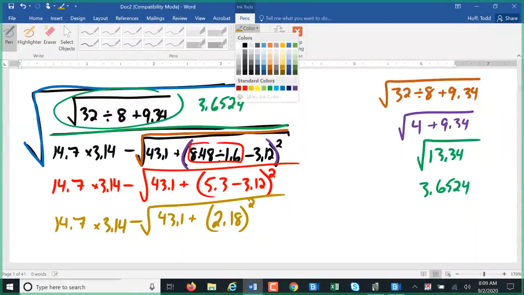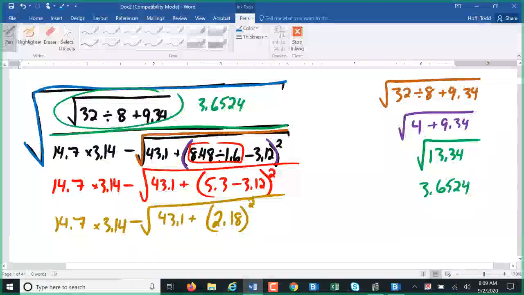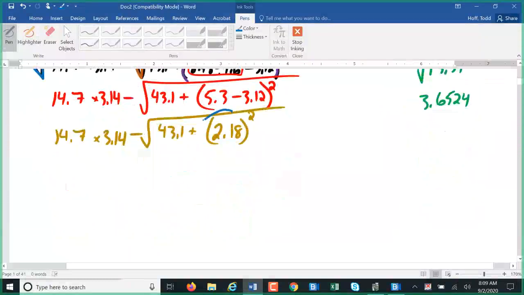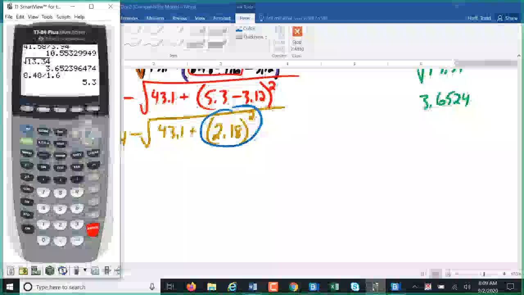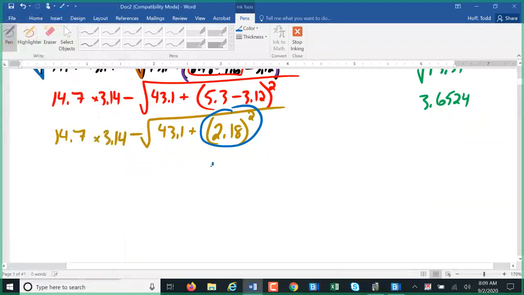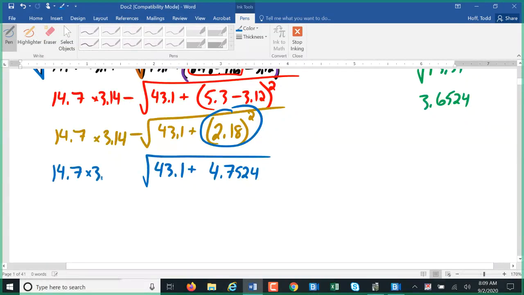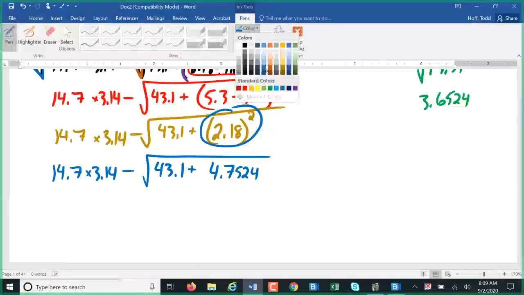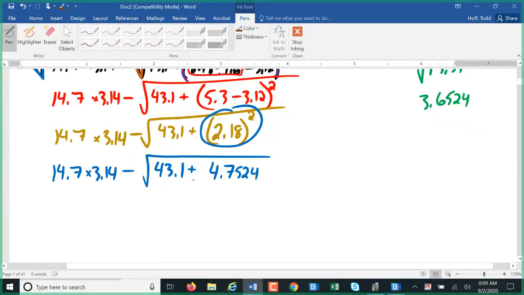Now we got that parentheses down to a single number, the 2.18. It's squared. I'm going to do that all at once. I'm going to remove the parentheses and I'm going to square it to get 4.7524. I'm going to add those inside the radical to finish off the square root. That's 47.8524.